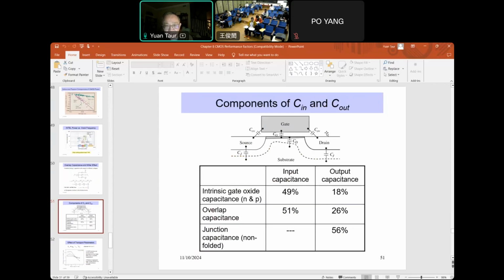Okay, and so only after the self-aligned gate process did we minimize C overlap, and then we could improve the delay once we had the C overlap under control.